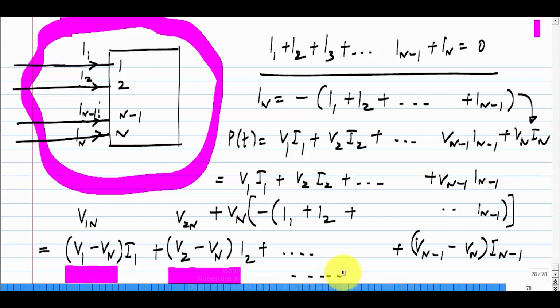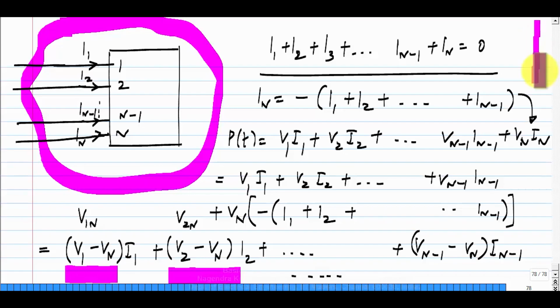Whatever reference you choose, you will get exactly the same power delivered to the element, and of course, it is most convenient to choose one of the terminals as the reference terminal, and then you will have n minus 1 independent voltages defined with respect to that terminal and n minus 1 independent currents, and the sum of those products is the power delivered to the element.